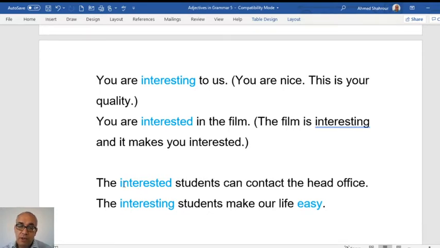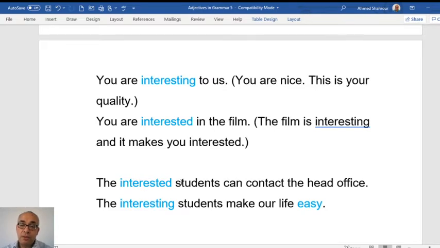I repeat, interested is an adjective for students, and interesting is an adjective for students. Interested is past participle because it has ed. Interesting is present participle because it has an ing.